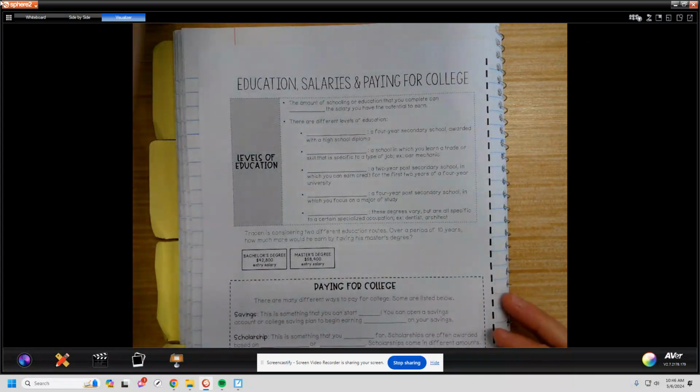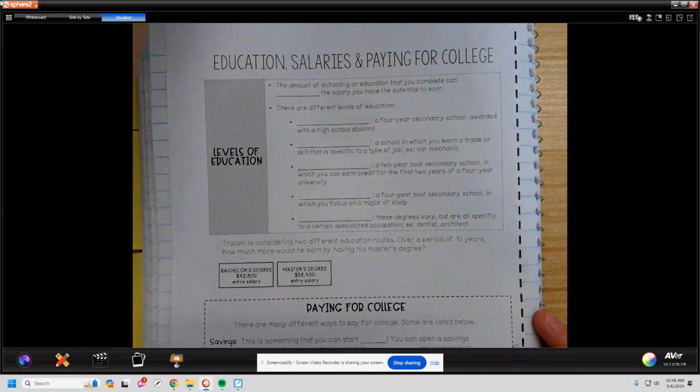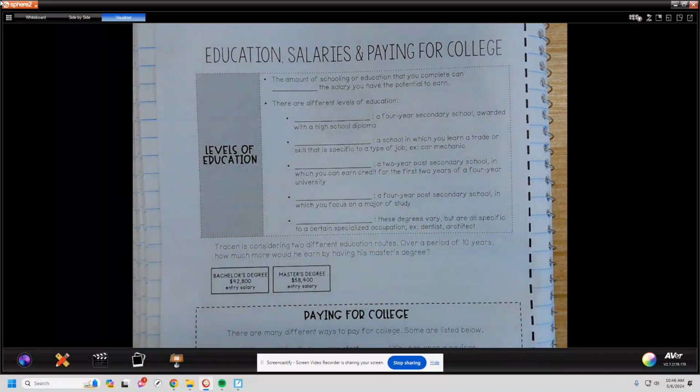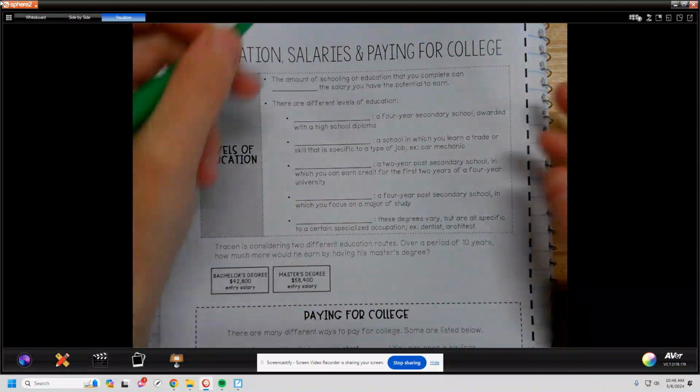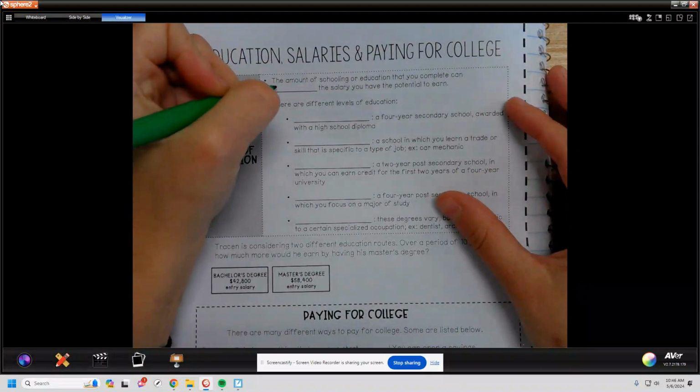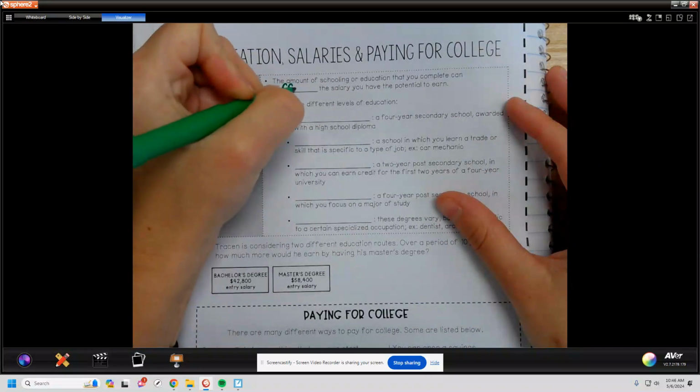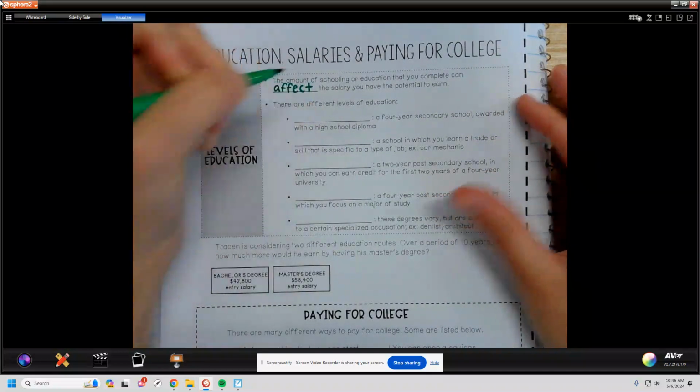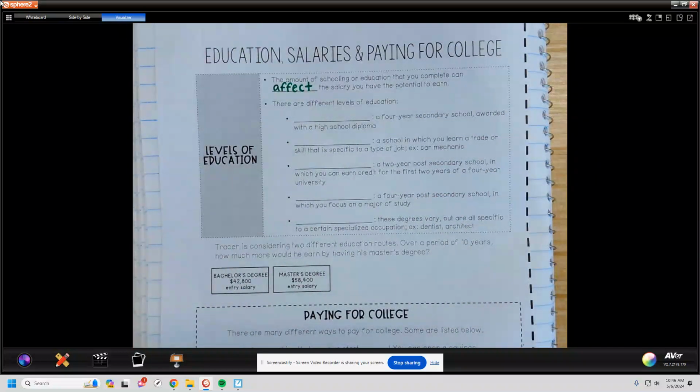So one of the things we are going to go over is different levels of education. It says the amount of schooling or education that you complete can affect the salary you have the potential to earn. So in general, the more education you have, the more money you're going to make. Now, of course, there's always exceptions to that, but overall, that's typically how it works. More education equals more money.